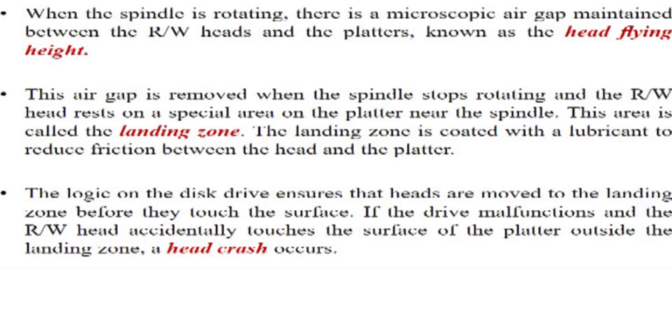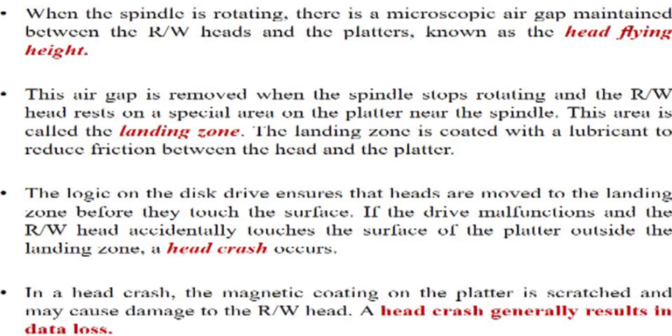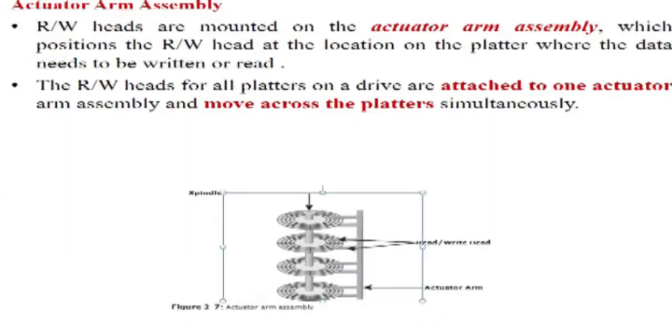If the drive malfunctions and the read-write head accidentally touches the surface of the platter outside the landing zone, a head crash occurs. In a head crash, the magnetic coating on the platter is scratched and may cause damage to the read-write head. A head crash generally results in data loss.